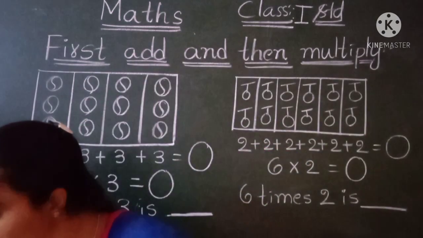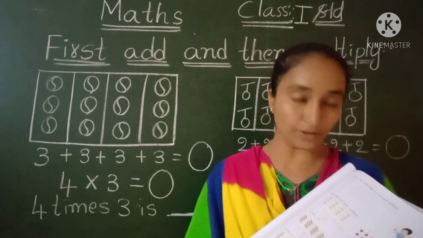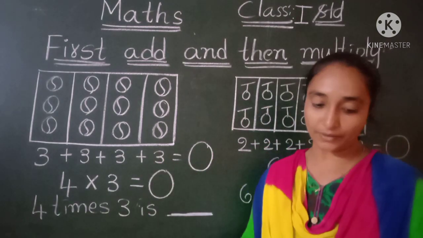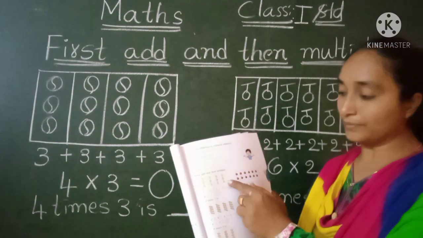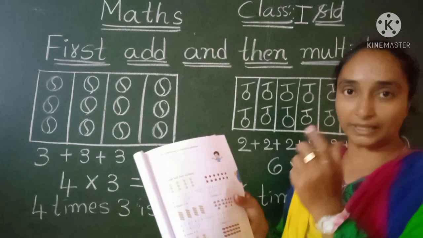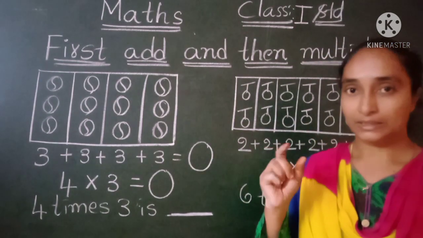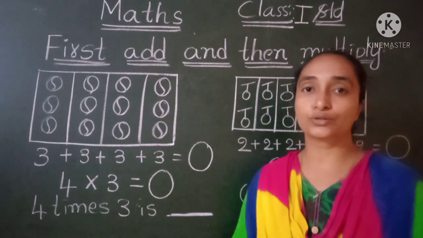So here we can see, children, in our textbook they have given pictures for us. The first picture is of the yellow balls, and in the second picture we have the red cherries. On the blackboard I have drawn the cherries picture and the balls. So let us do this, children.